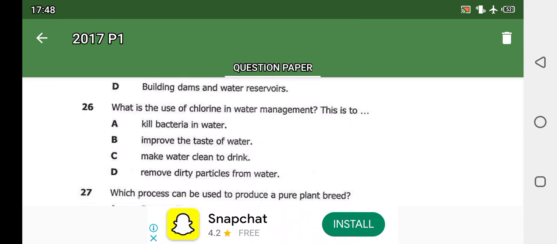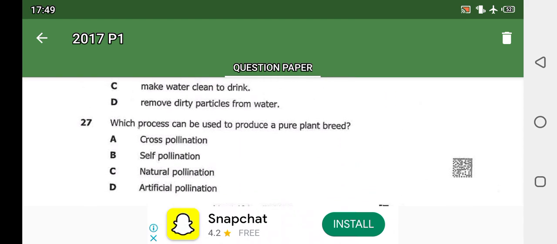So question 26. What is the use of chlorine in water management? Option D, remove. Can chlorine remove dead particles from water? No. Make water clean to drink. Imagine even water which has got mud, can it look clean and efficient to be drunk? No. Improve the taste of water. Does chlorine increase the taste of water? No. So the correct answer is kill bacteria in water.